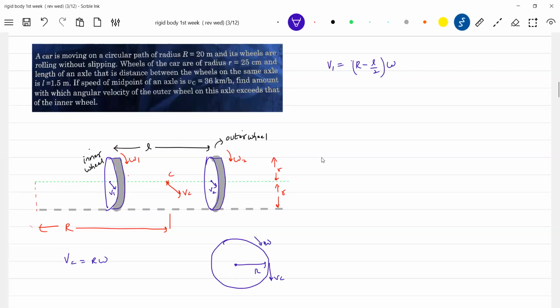So this is that circular path. The point C is going to move in a circular path. I think I can give this much only. So Vc is equal to R omega. V1 equal, for the inner wheel. This is for the inner wheel.